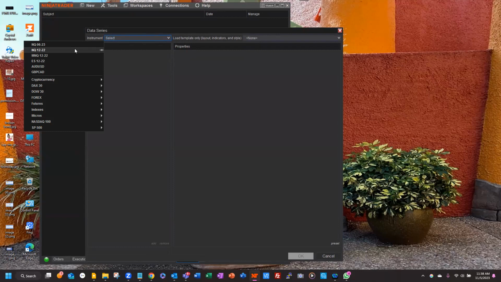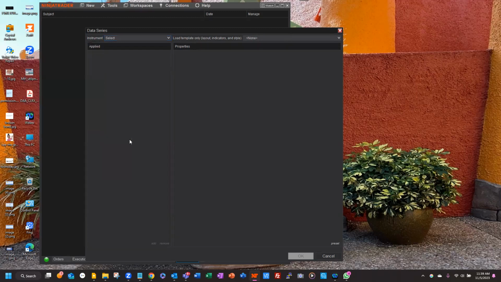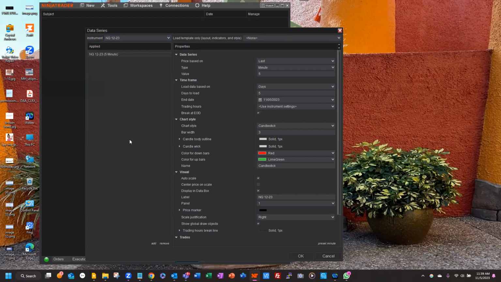If you don't see it up there, then go to 623. There's the NQ 620. Go up one, Crystal. If you don't see it there, go to futures. And go to NQ 1223. That is the latest contract.